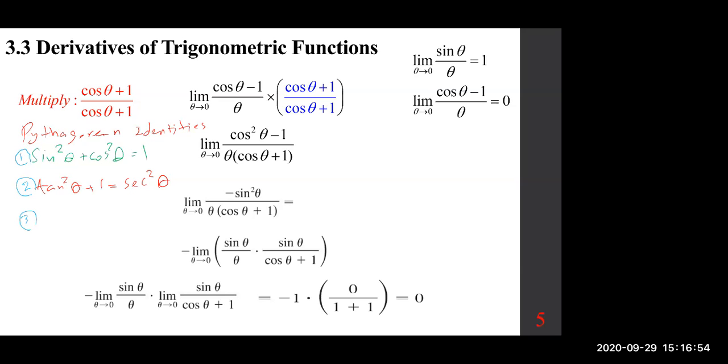If I divide number 1 by sine squared, both sides, I get 1 plus cotangent squared equals cosecant squared. These are all called Pythagorean identities. You need them, okay, class? Pythagorean identities. All right.